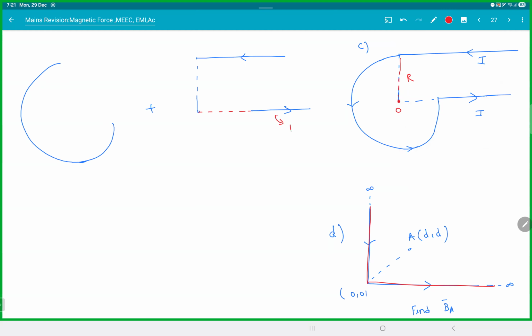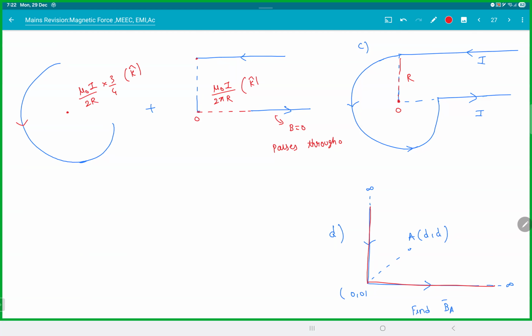This will give B 0 because it's passing through the axis. Due to this wire, it will be out of the plane, mu naught I by 2 pi R, k cap. And due to this, the field is mu naught I by 2R, 3/4 of it, because only 3/4 of the wire, that is also k cap. Add them up, you'll get the answer.